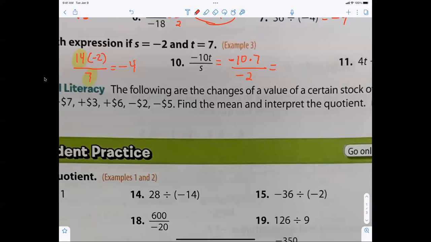Right? So here we go. A negative divided by negative is a what? Positive. Or you're just checking for the number of negatives.